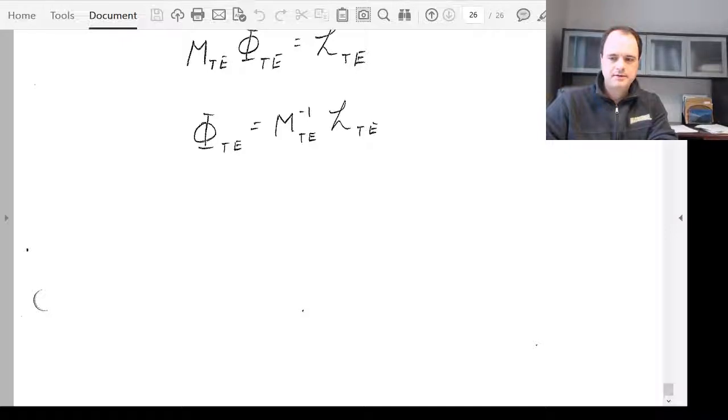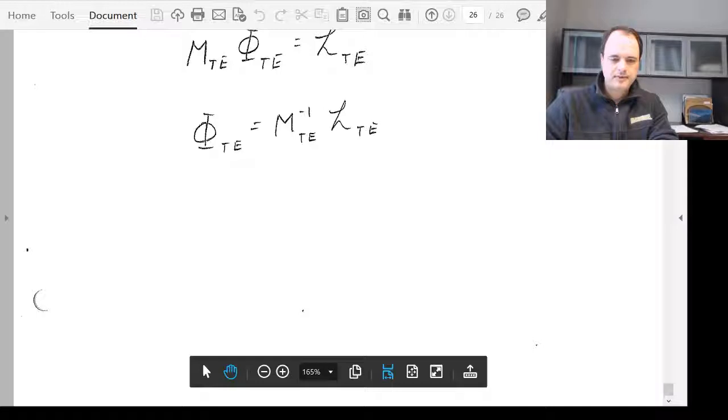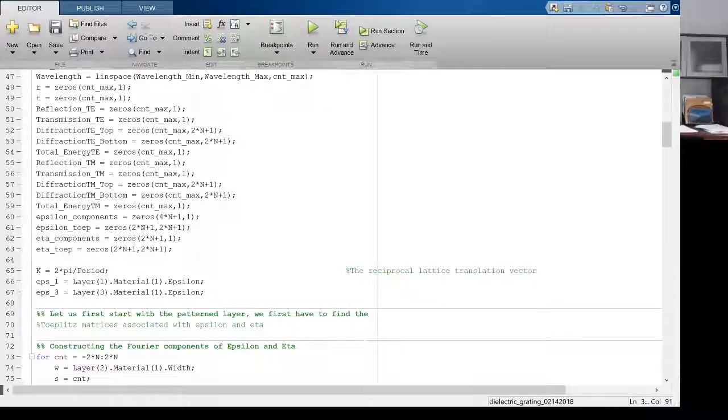So let us look at MATLAB now. So let's take this away. Let me see if I can do this. Window capture. All right, bear with me. Put this back up there.